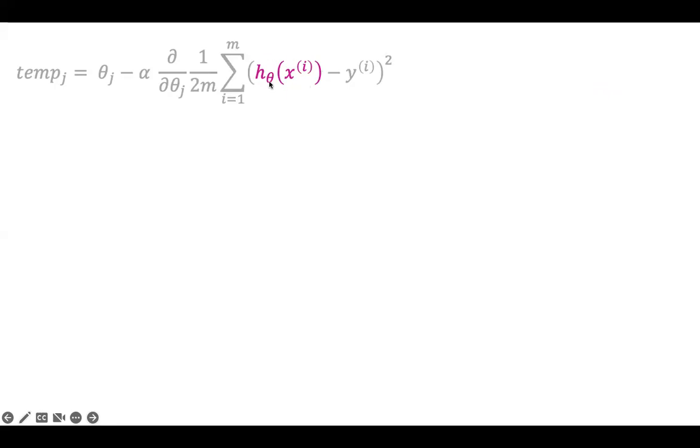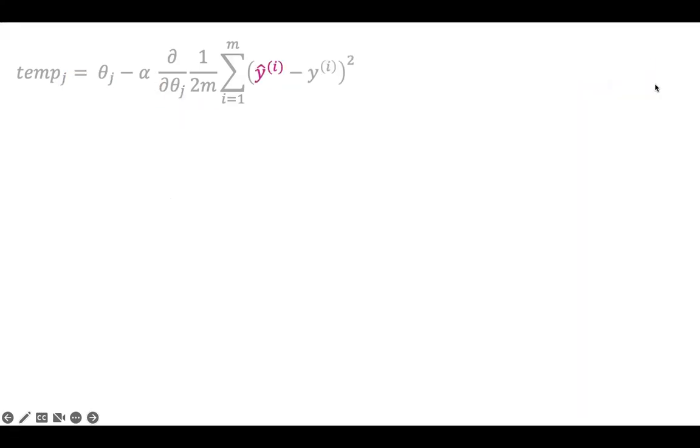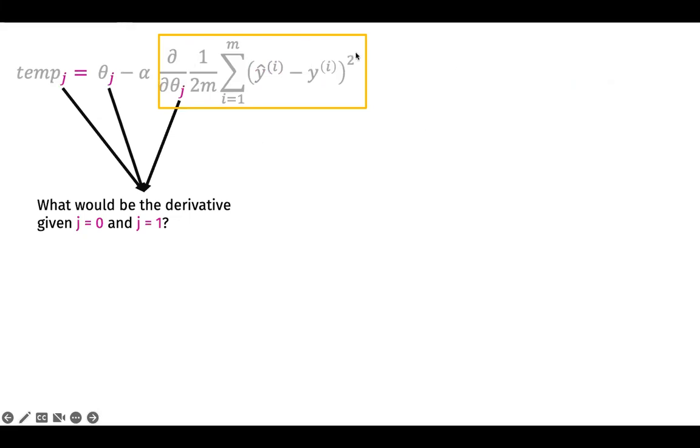And we know that h of x is equivalent to theta 0 plus theta 1 x. So let's plug that in here also. We now have this updated equation. And we know that theta 0 plus theta 1 x is simply equivalent to the predicted y hat. Plugging that in, now this is the partial derivative.